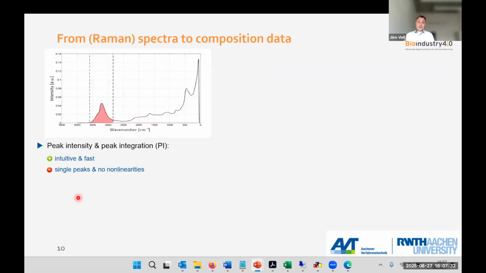So how to quantify? First and very basic thing would be to use a peak integration. You just take the peak, integrate the area, and have a direct measure for the number of molecules according to the previous formulas we have seen. It's intuitive, of course, and very fast, but you can easily imagine this will not work when you have overlapping peaks or nonlinearities in the spectrum.